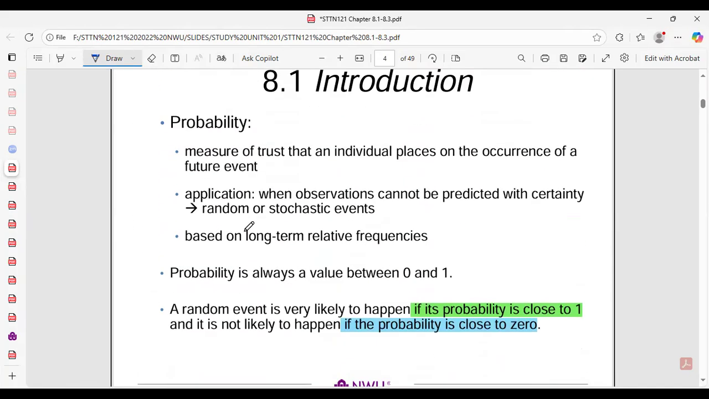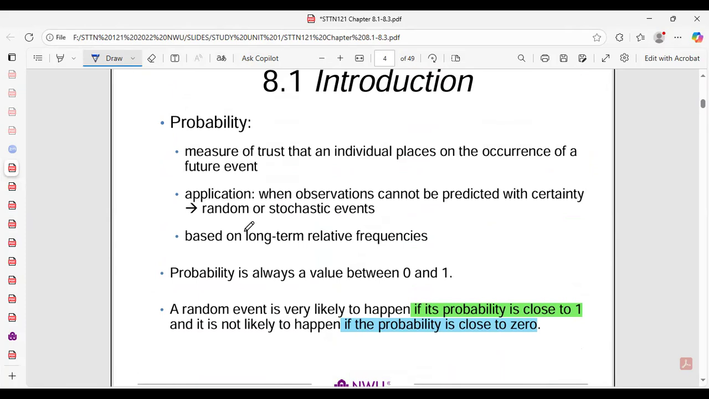The introduction. I believe that when you were doing STTN121 last semester, you did chapter 8. You did probability. You know the definition of probability. You need to understand what probability is.